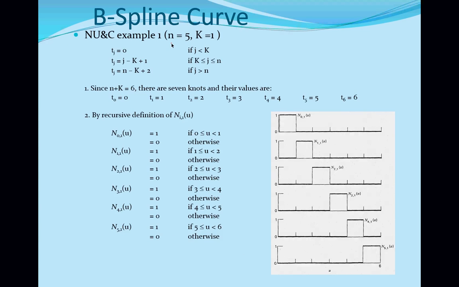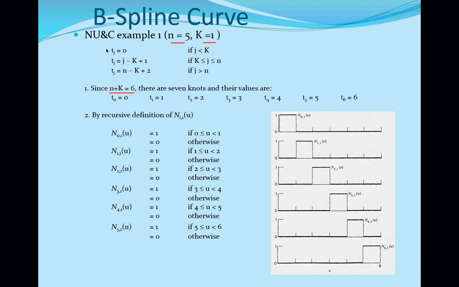So now consider n equal to 5 and k equal to 1. So my k is 1. So the order of the polynomial is 0, first of all. The number of knots is n plus k. So n is 5, k is 1, so it is equal to 6. Therefore I have 6 knots.